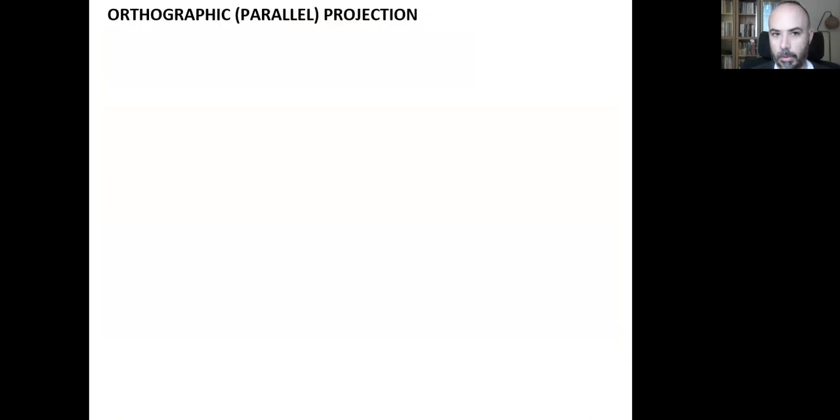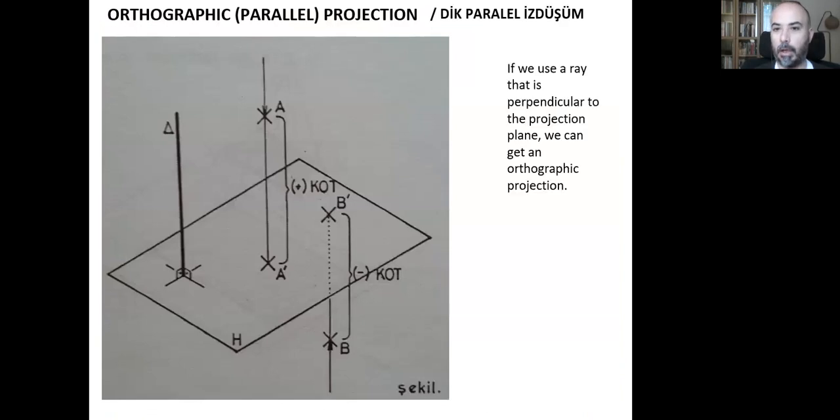As the guy in the video said, we are going to use the orthographic projection. We can say parallel projection, or in Turkish dik paralel izdüşüm for this. If we use a ray that is perpendicular to the projection plane, we can get an orthographic projection.